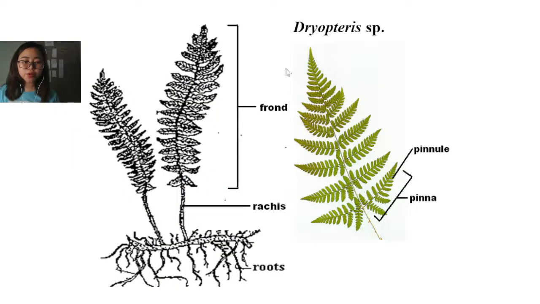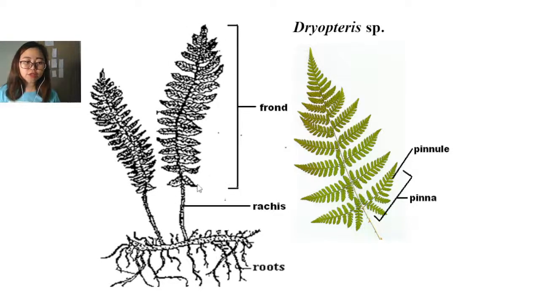And once again, we're looking at Dryopteris species. So this is the most familiar shape to you. It's what most ferns look like. Okay, if you want to look at the anatomy of Dryopteris species, down there is the root. This part we can call it the rachis. And then the leafy part, you can call it a frond.